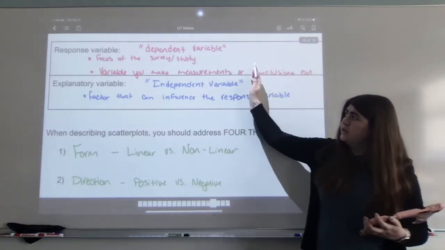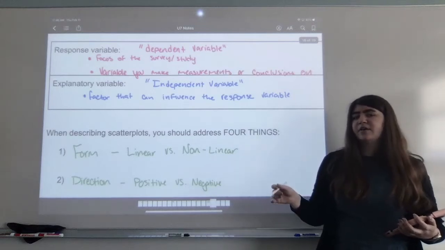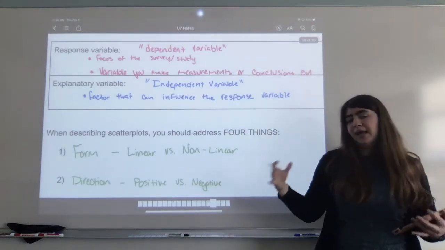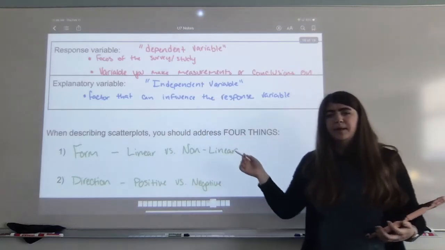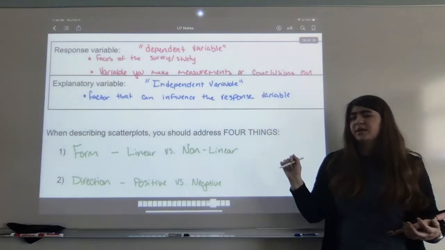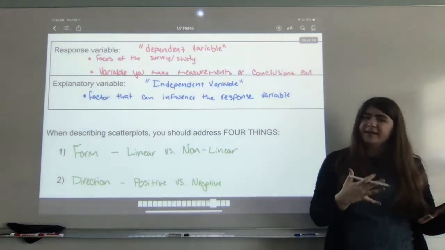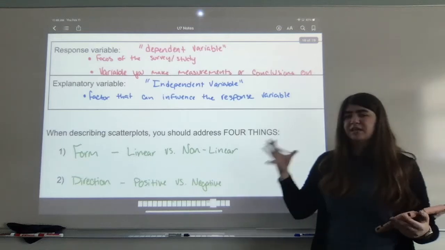Because it's also considered like the dependent variable, that's your x-axis. So in our example, that's like hand span. Then we have the explanatory variable, which is like the independent variable. And that is the factor that can influence the response variable. So for us, that's height. So it's kind of saying that your height is having an influence on the length of your hand.